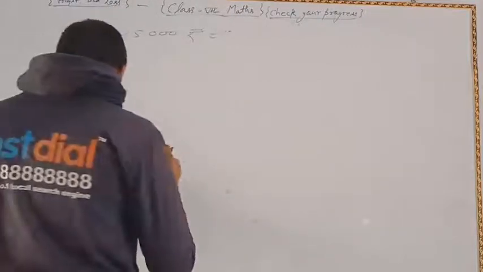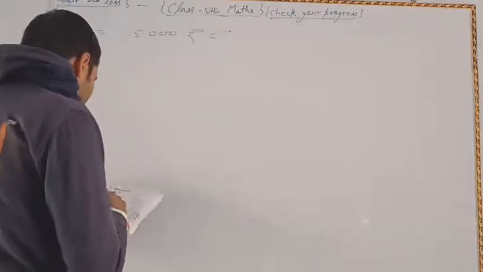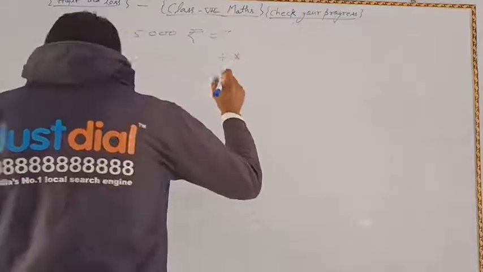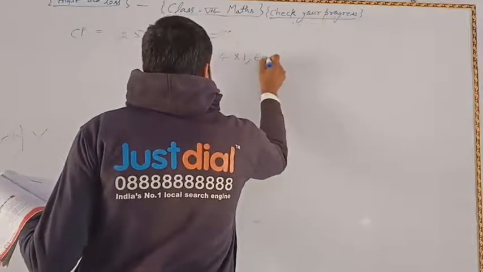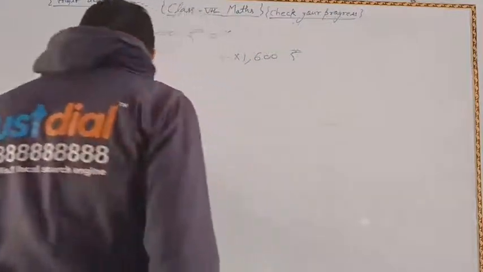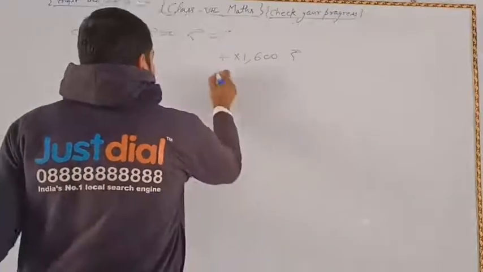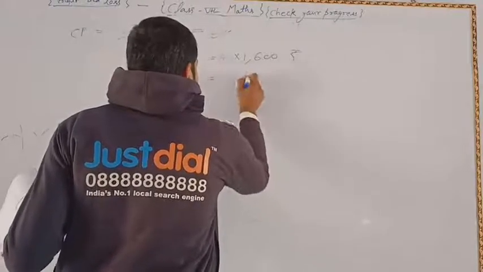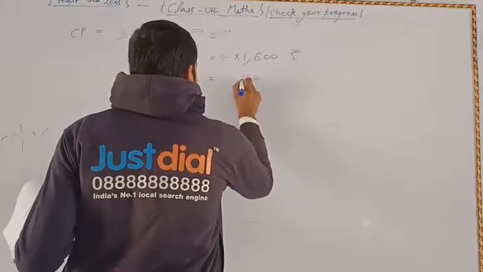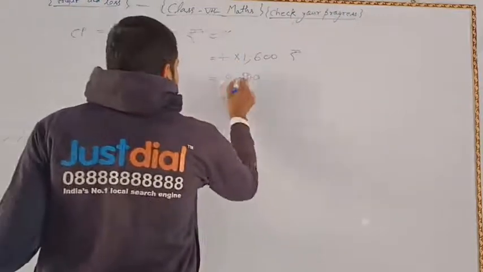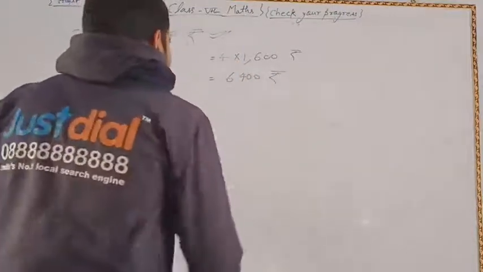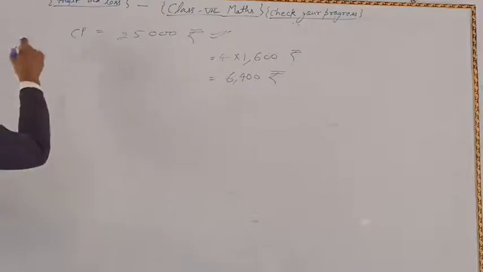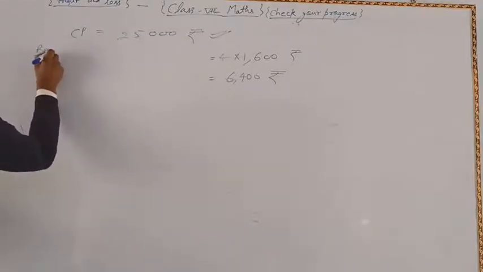So we also have the expense of 1,600 per month for 4 months, so 4 times, 4 into 1,600 rupees for 4 months. Then we get from here 4 times 0 is 0, 4 times 0 is 0, 4 times 6 is 24, 4 times 1 is 4, 4 times 2 is 6,400 rupees.